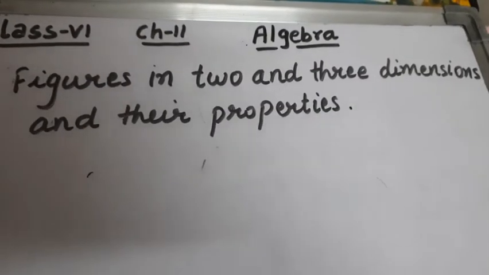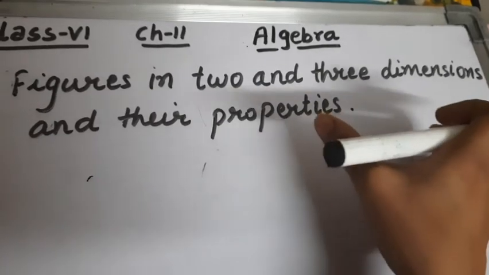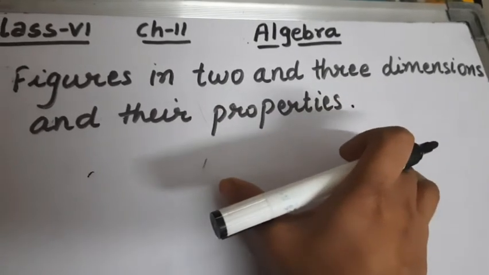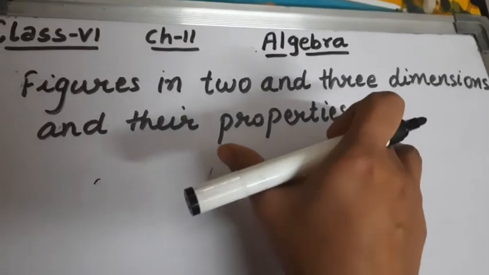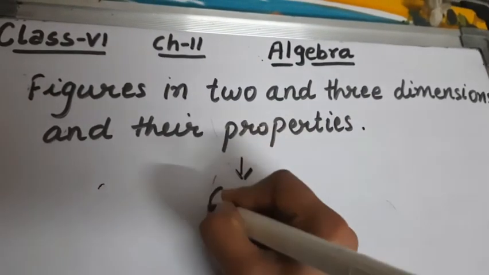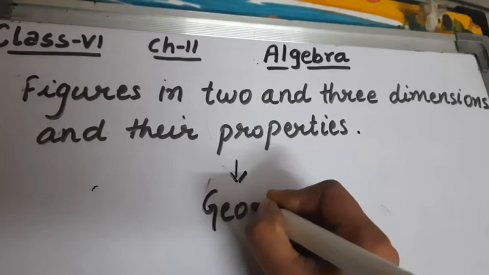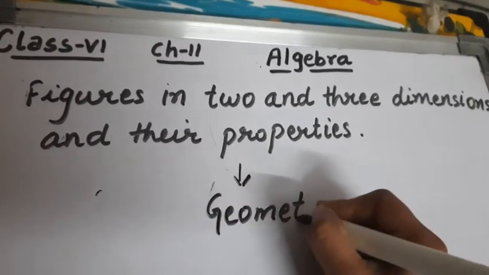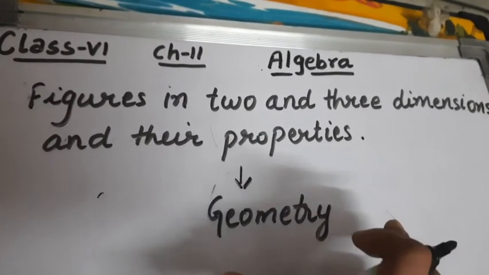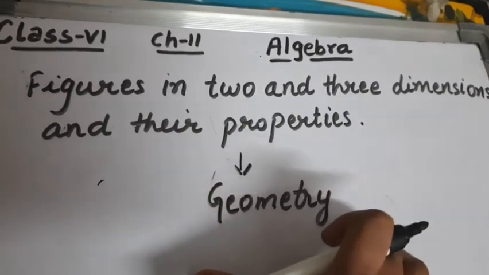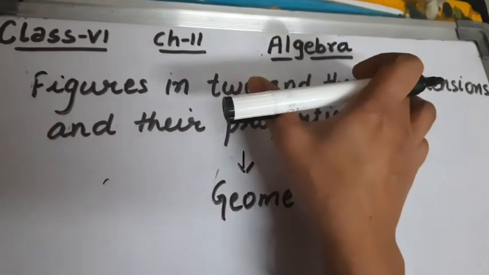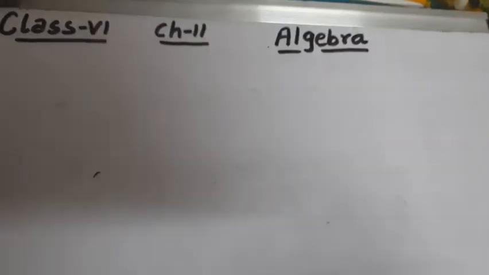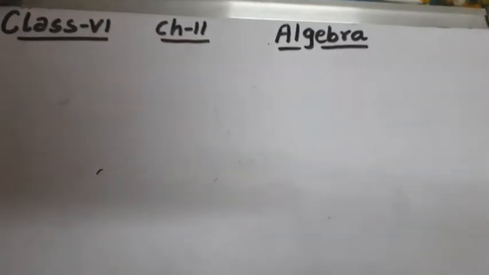We have also learned figures in 2 and 3 dimensions and their properties also. The branch of mathematics in which we studied shapes is geometry. Now comes algebra. What is algebra? Algebra is another branch of mathematics.